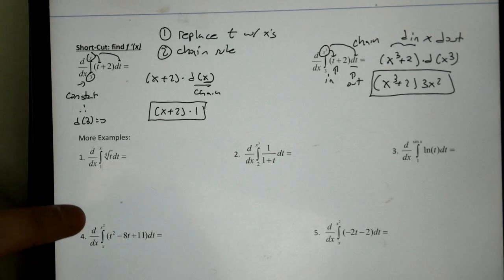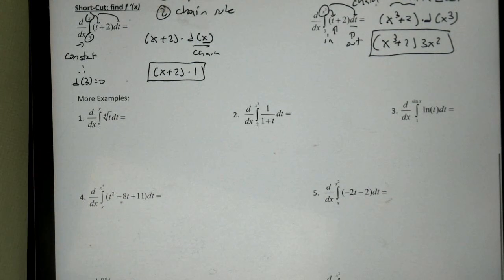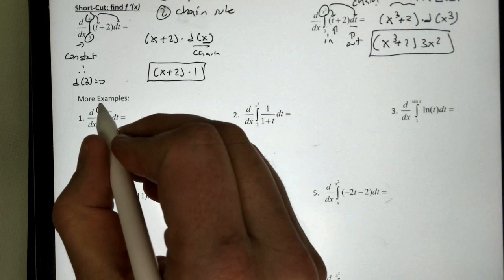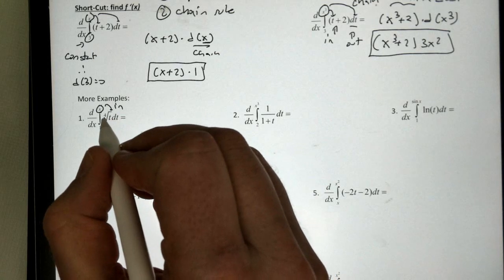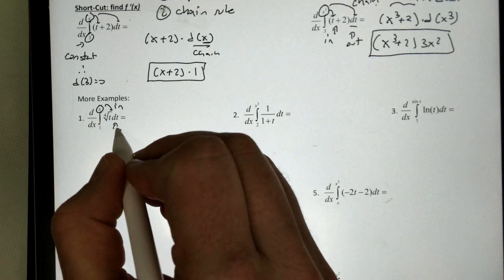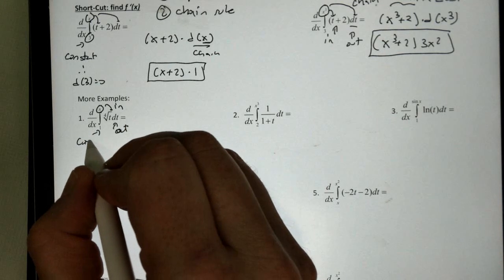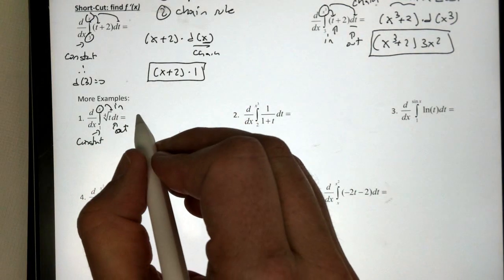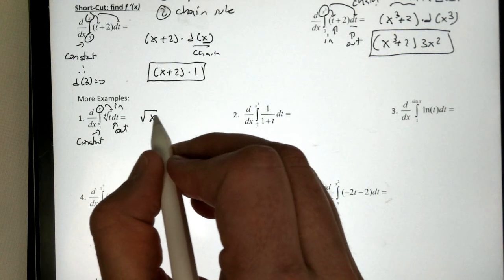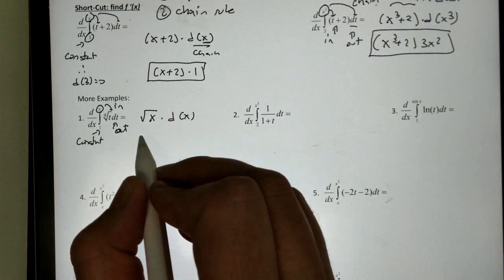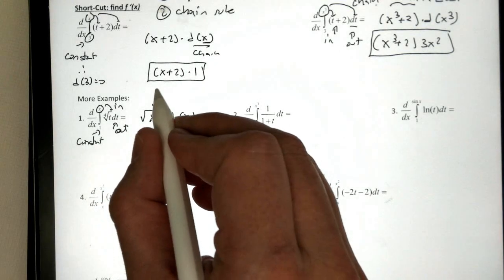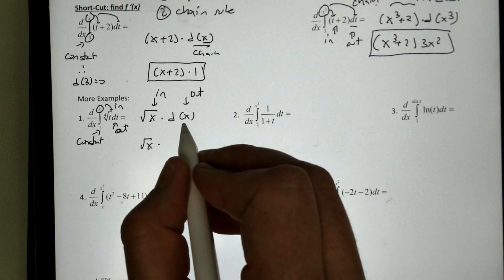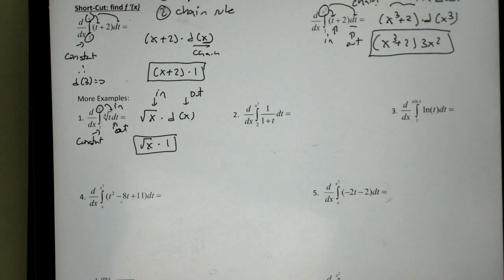Ready? If we take a look at an example like number 1 here, go ahead and try this one. My rule says I'm going to plug it into my inside, but then I also have to plug it into my outside. Again, that's a constant. I don't have to worry about that. So when I get my answer, we're going to get the 4th root of x times the derivative of x. Remember, inside, outside. So we get the square root of x. Well, what's the derivative of x? Just 1.